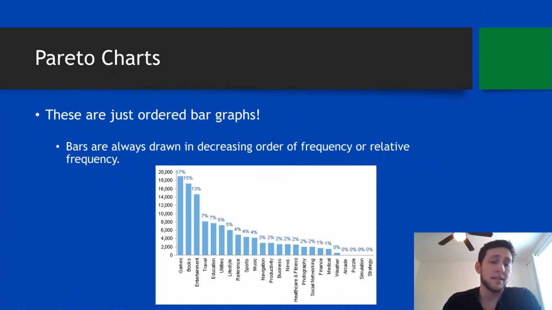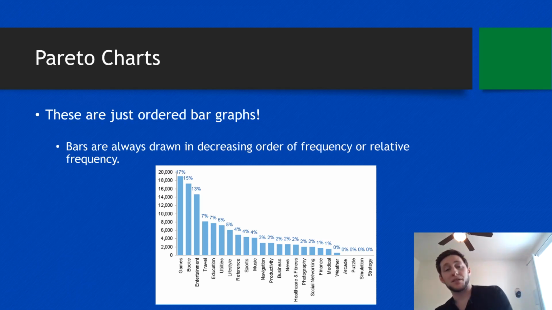Now sometimes, especially when you have a lot of categories, you want to have an ordered bar graph. Hey, I just want to know from left to right who had the highest votes and who had the lowest votes on the right. This would be a Pareto chart.